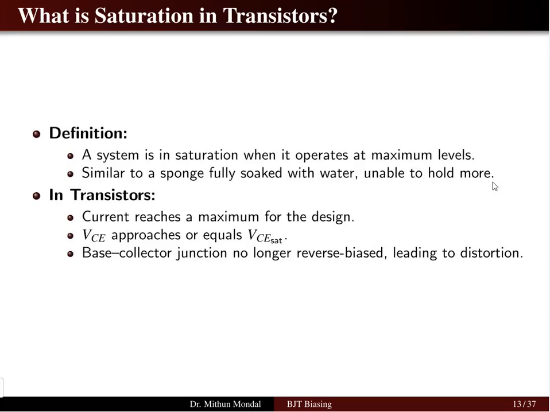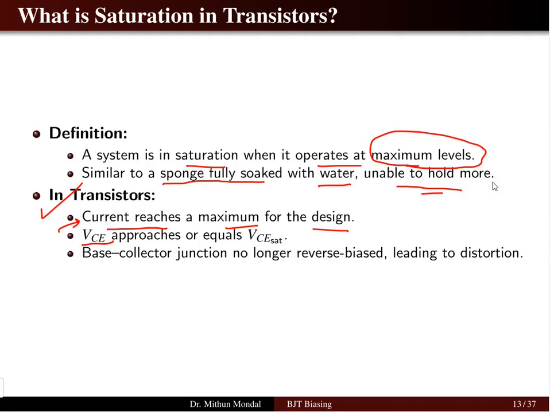So what is saturation in a transistor? If we define saturation, it basically means that it is operating at its maximum level. So what is the maximum level? That is the saturation level. If you take the example of a sponge fully soaked with water, it is unable to hold any more water and is at maximum capacity. In the same way for the transistor, the current will reach a maximum for that design. So there is no more current it can hold, and the collector to emitter voltage approaches or equals the collector to emitter saturation voltage. The base collector junction no longer remains reverse biased, leading to distortion. So that is about saturation.